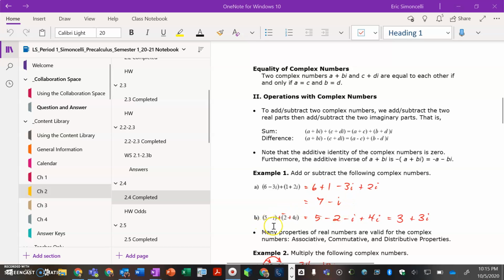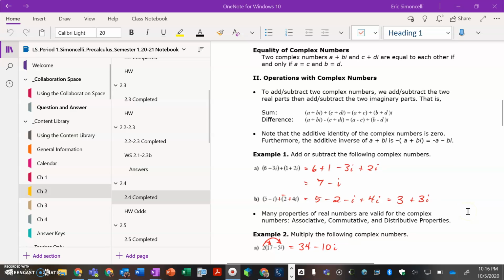Next, part B, 5 minus i minus the quantity 2 minus 4i. Notice I've distributed the negative, turning this into a negative 2, and this into a positive 4i. So we have 5 minus 2, and then negative i minus 4i. Correction, plus 4i, because we've already distributed the negative here appropriately. So you've got 5 minus 2, which is 3, negative i plus 4i, which is 3i.